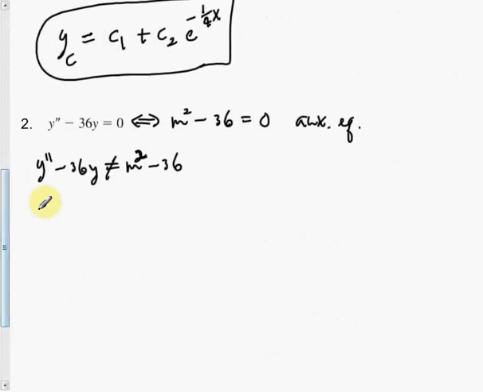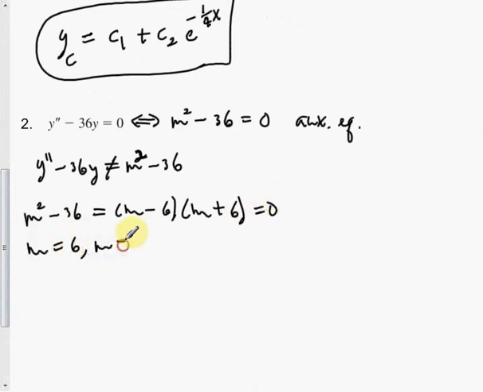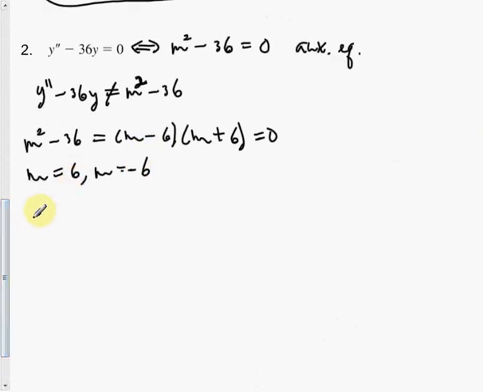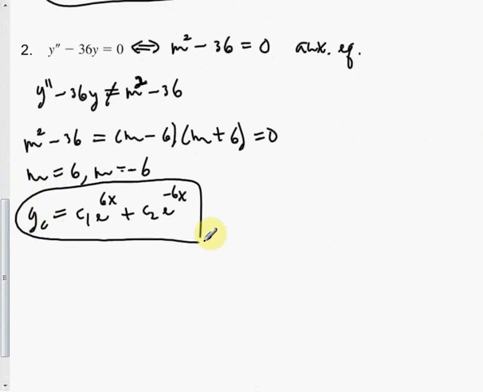So we take the m squared minus 36 and solve that. That's m minus 6 times m plus 6 equal to 0. m is equal to 6, m is equal to negative 6. So y sub c is equal to c sub 1 times e to the 6x plus c sub 2 times e to the negative 6x. Any questions so far?